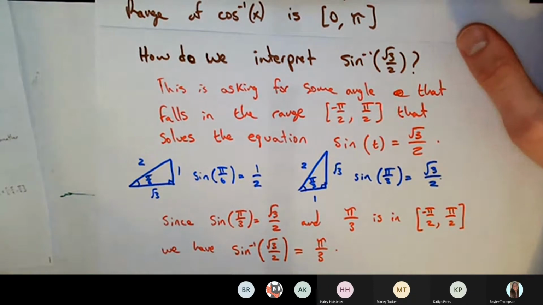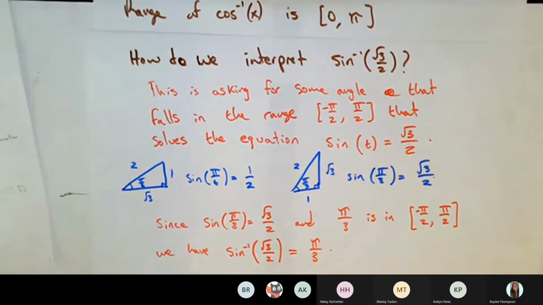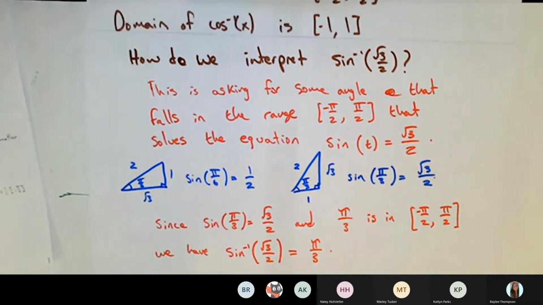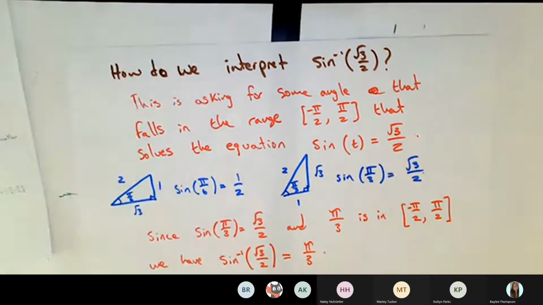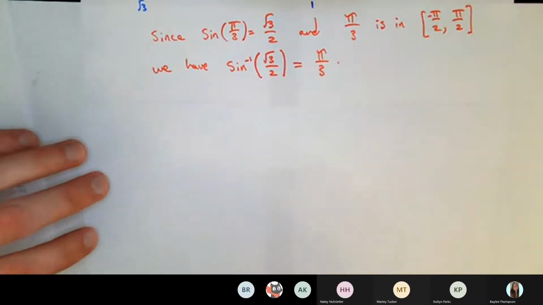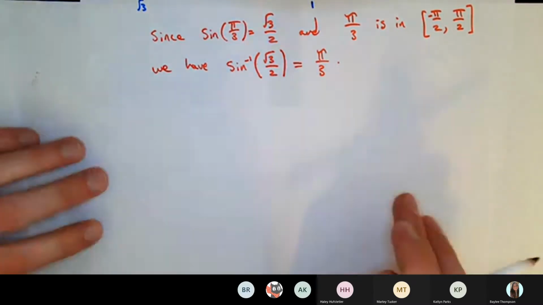Okay. So let's see what's next. Let's look at a cosine one. How do we interpret, say, cosine inverse of square root of 3 over 2?